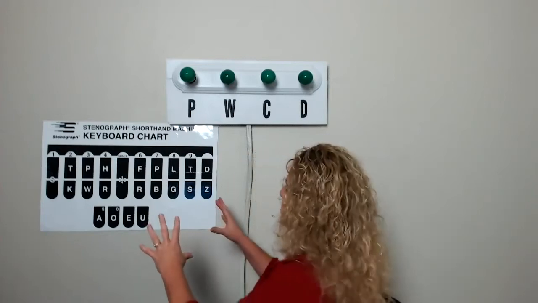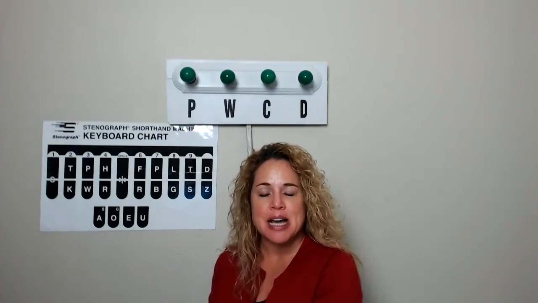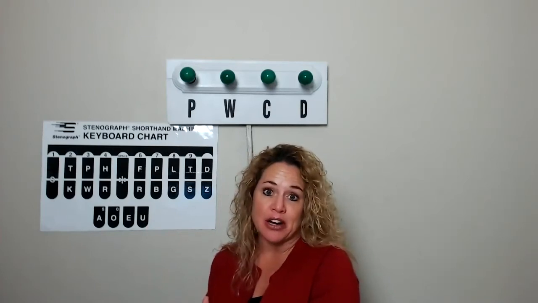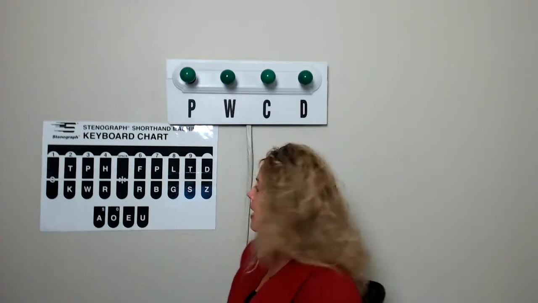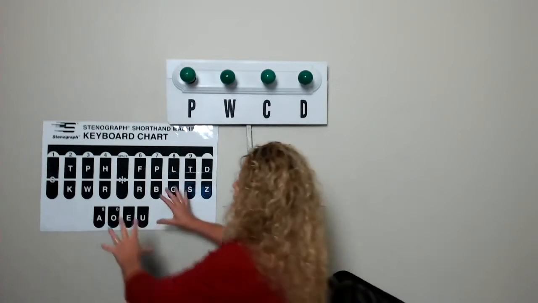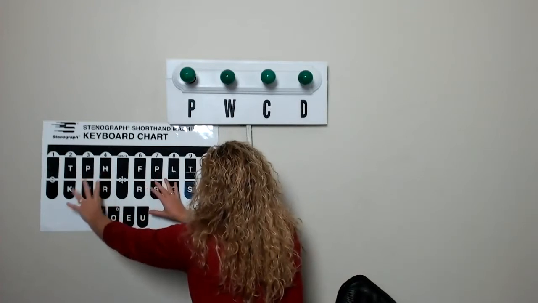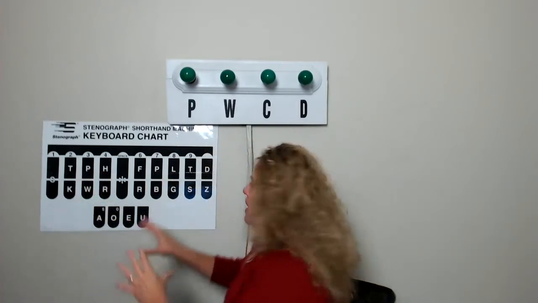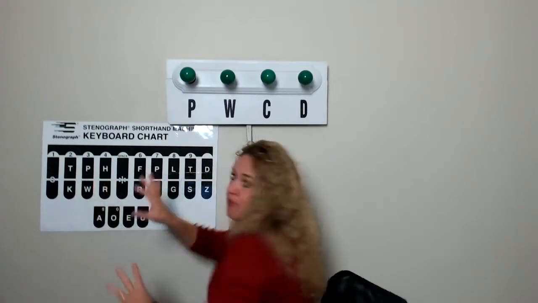Now, it's important to know that when we are writing on our machine, it's just as easy to strike two letters at the same time as it is to strike one letter. So that's why we combine letters to make different words or abbreviations, okay? It's not like a typewriter where we always have to strike one letter at a time to make a word. We can strike a series of letters to make one word, okay? So that's what we're going to be learning in Theory 1.